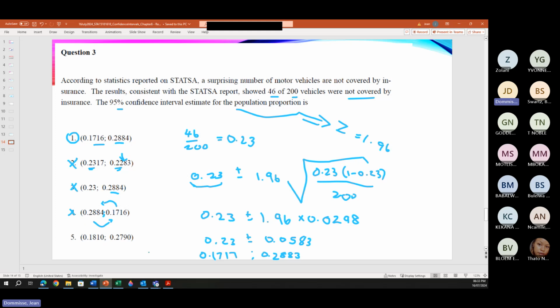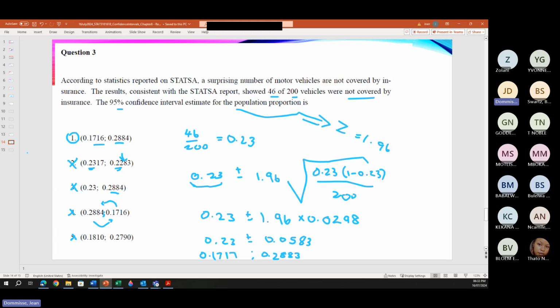So option 5, I look at those 2, they might have used something different, and it might have been that they actually have used 1.645 when they worked that out. Okay, but the right answer is option 1. Okay, so that is it from chapter 8.